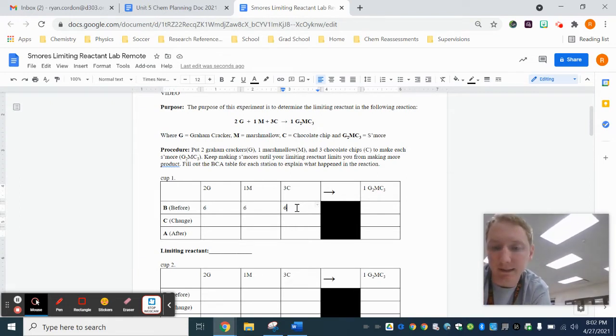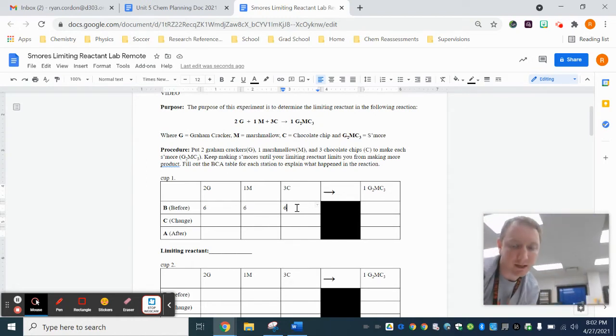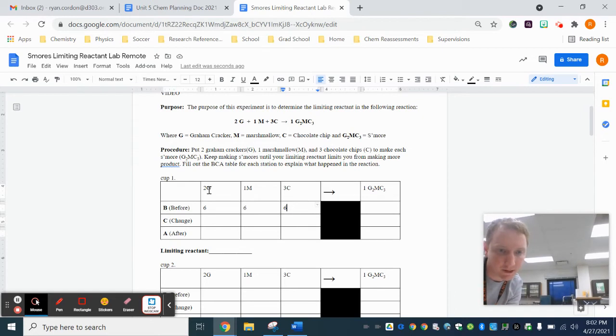Let's see which reactant is going to limit us from making more products. So again, every time I make a s'more, I want to put 2 graham crackers together, 1 marshmallow together, and 3 chocolate chips together to make 1 s'more. Before we have made any s'mores, we do not have any s'mores, right? We haven't made any yet. So remember, before the reaction starts, we can always say we have 0 products because we haven't made anything yet.